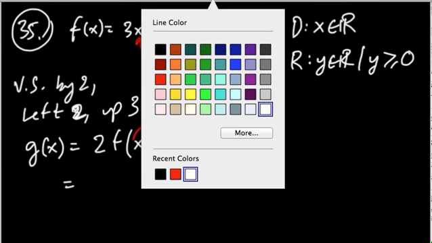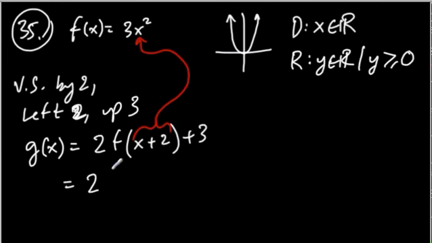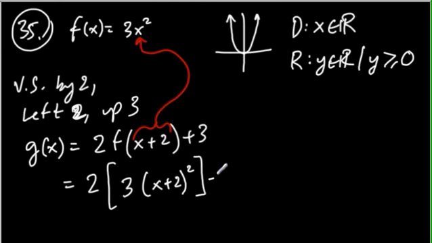So let's do this. Now this one's a little bit tricky. So first, don't forget that 2. That 2 is over there, okay? So we're going to put the f in this bracket right here. So the f starts with the 3, okay? And instead of that x, we're going to substitute with x plus 2. So it's 3 times x plus 2, squared, plus 3.